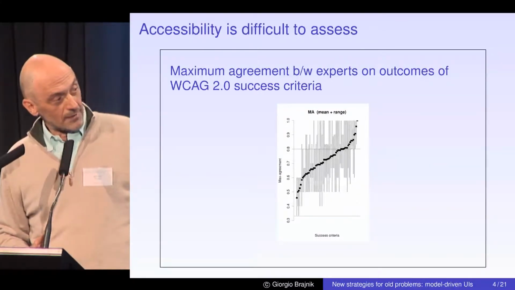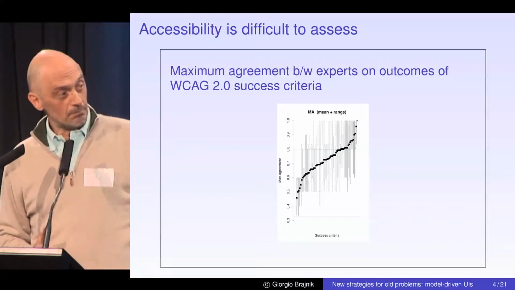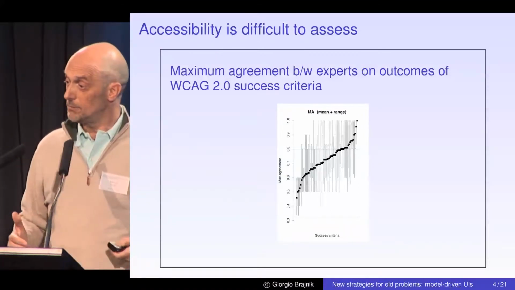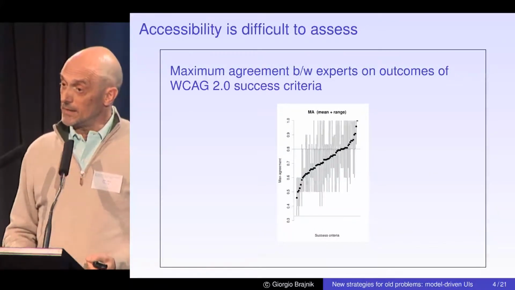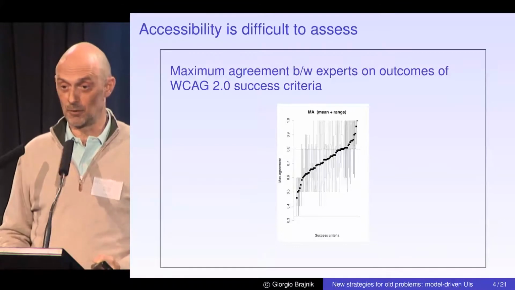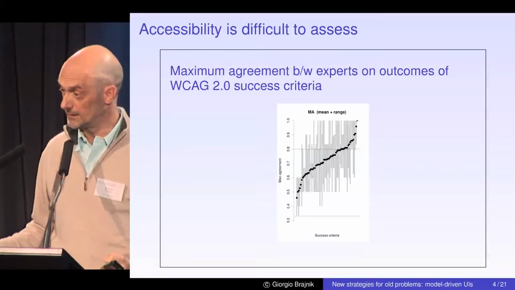But if you look at this curve of the different success criteria, you'll see that many of them are below a threshold of 80%, which means that in that experiment at least, evaluating accessibility by using WCAG, when done by experts, is not so reliable as a procedure. It doesn't produce reproducible results.